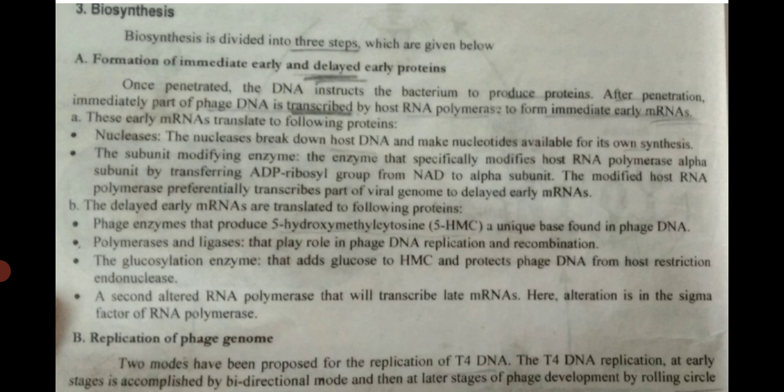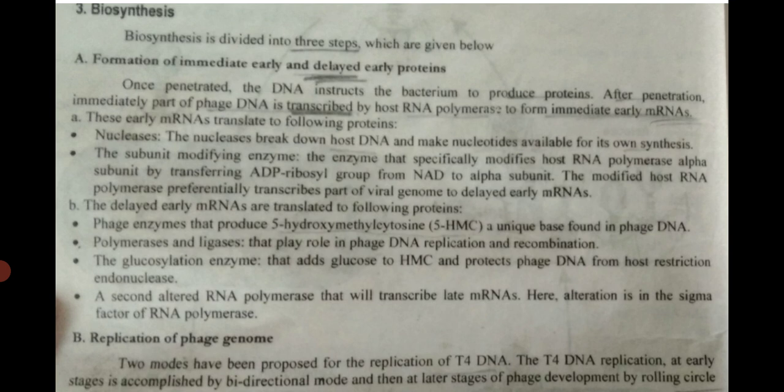One is the formation of immediate early and delayed early protein. Second is the replication of the phage genome, that is a double stranded DNA, and third is the formation of late protein. Once the DNA of the virus enters the E. coli bacterium, the bacterium is instructed by the DNA for transcription and translation into proteins.